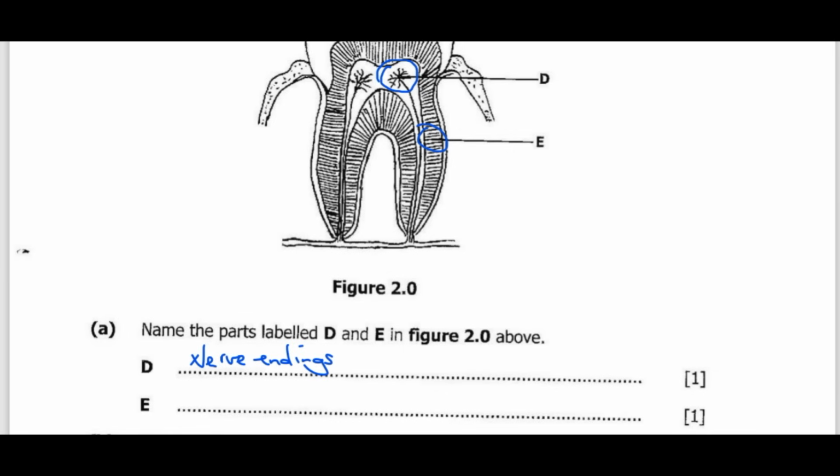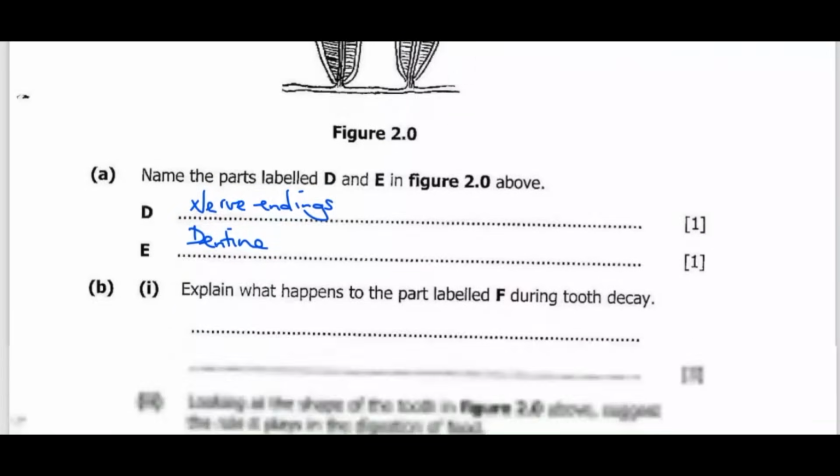Okay, so E. So E, this is the dentine. Okay, we move to the next one.